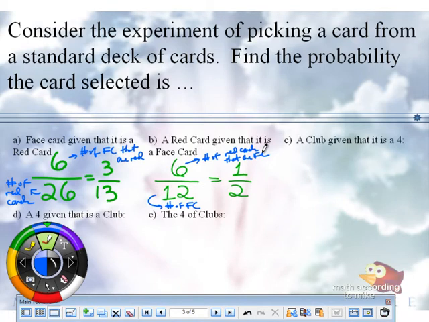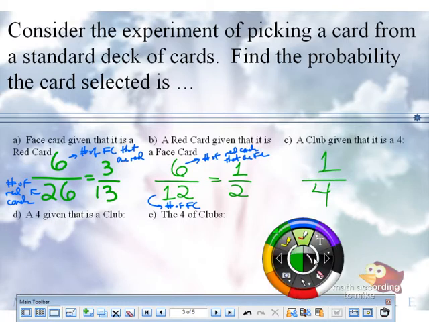All right, now that we've had that spirited discussion. So again, your given is always your denominator. So part C, a club given that it's a 4. So how many 4s are there? 4. Out of those 4 4s, how many are also clubs? 1. Part D, a 4 given that it is a club.